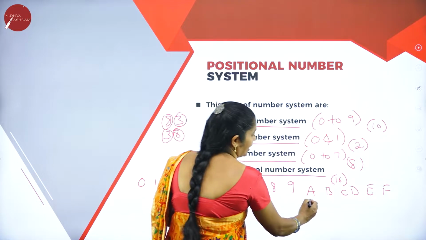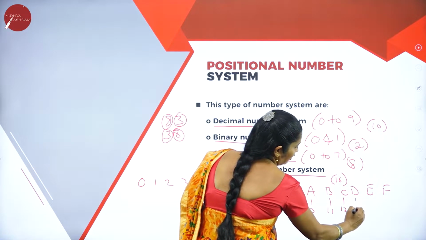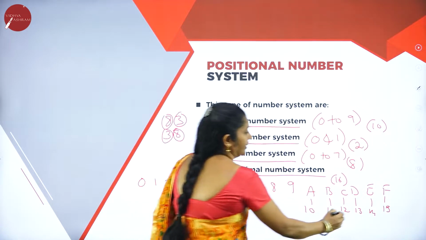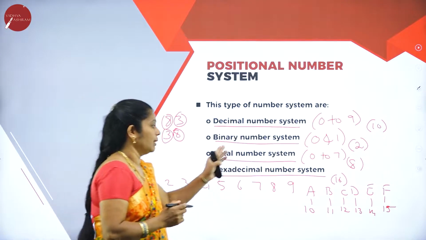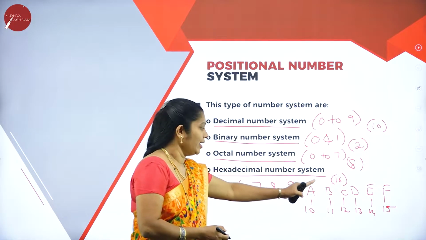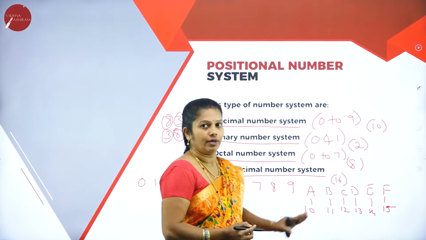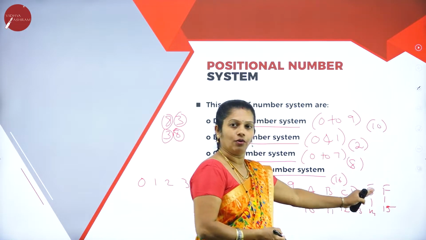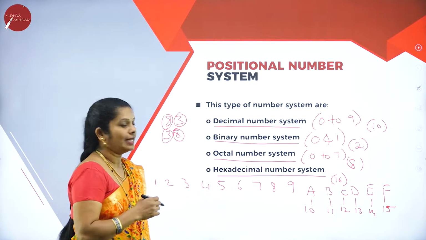What exactly does A represent? A represents 10, then 11, 12, 13, 14 and then 15. In total we have 16 digits. In place of 10 we write A, in place of 11 we write B, in place of 12 we write C, in place of 13 we write D, in place of 14 we write E, and in place of 15 we write F.